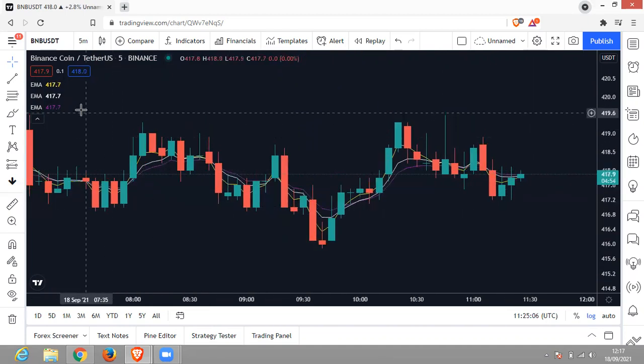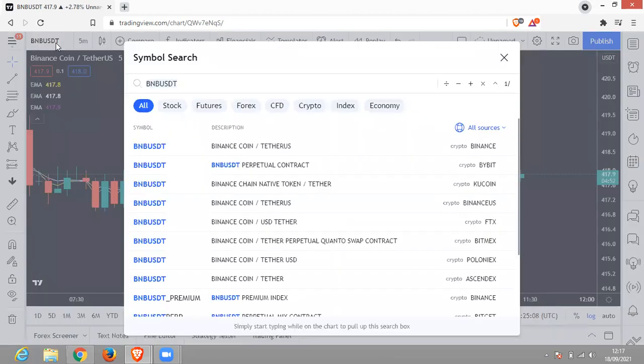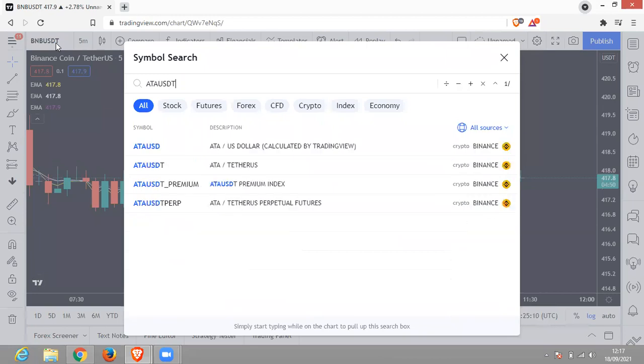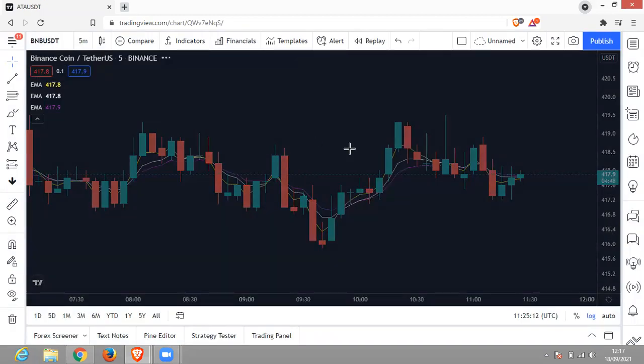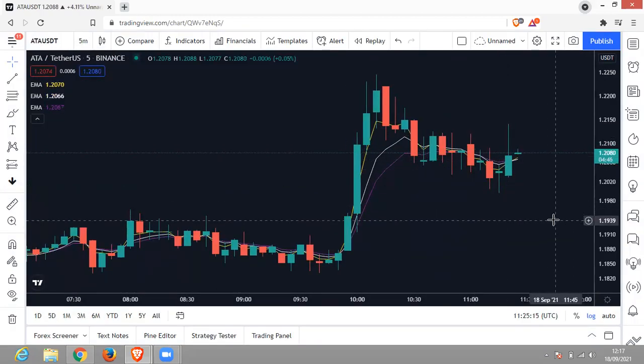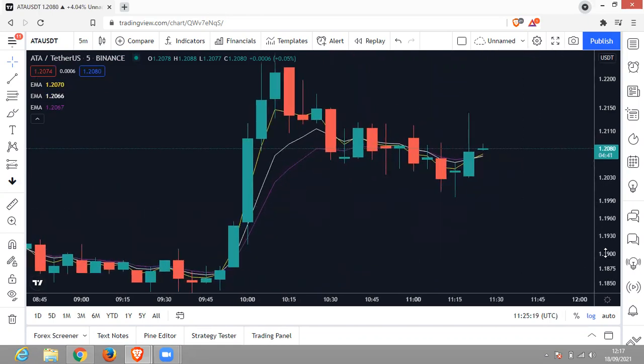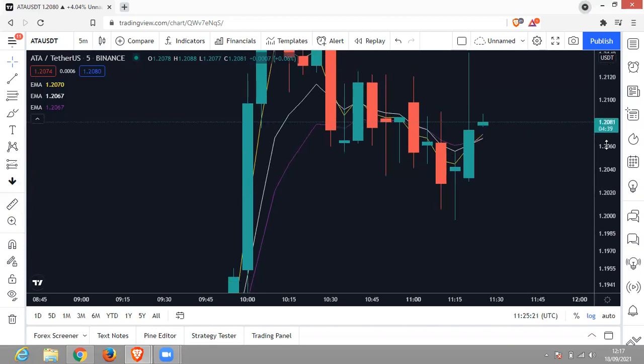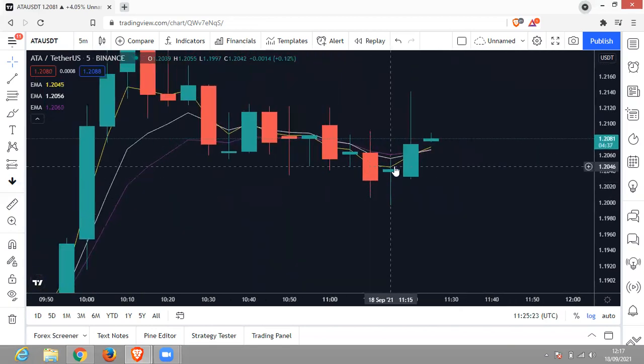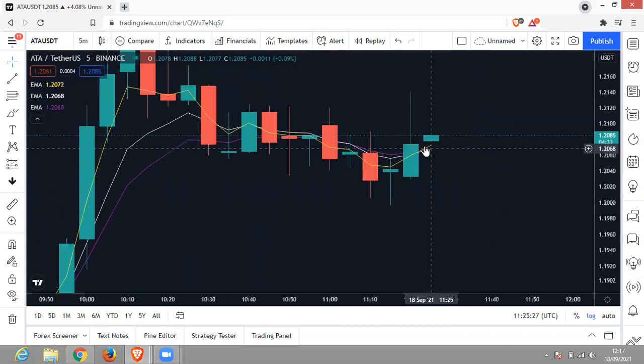Let me try to change pair. Let me try any other pair. Guys, look at it. Look at it, guys. It just played out like a play. This is it. This is the yellow one, that's the 3. It's down. Now the moment it crossed, where did it get to?